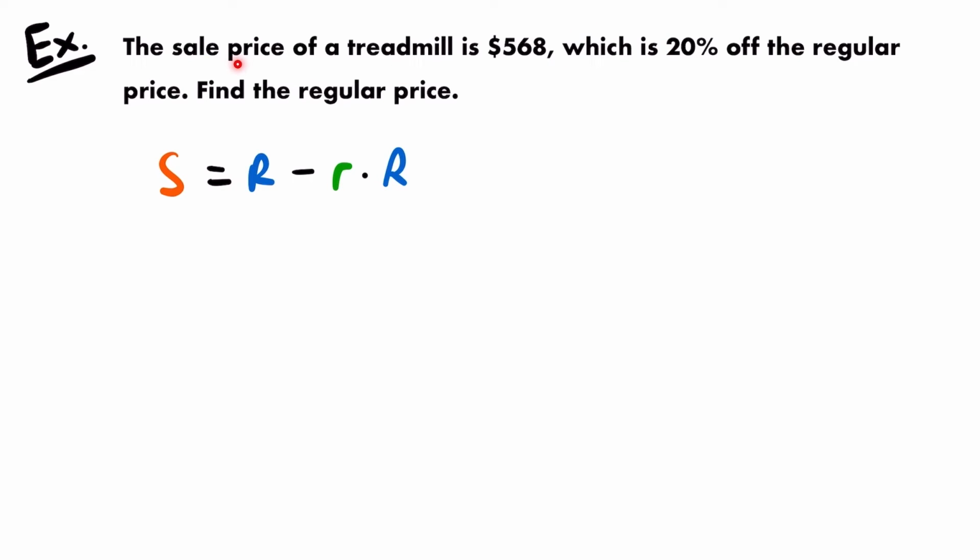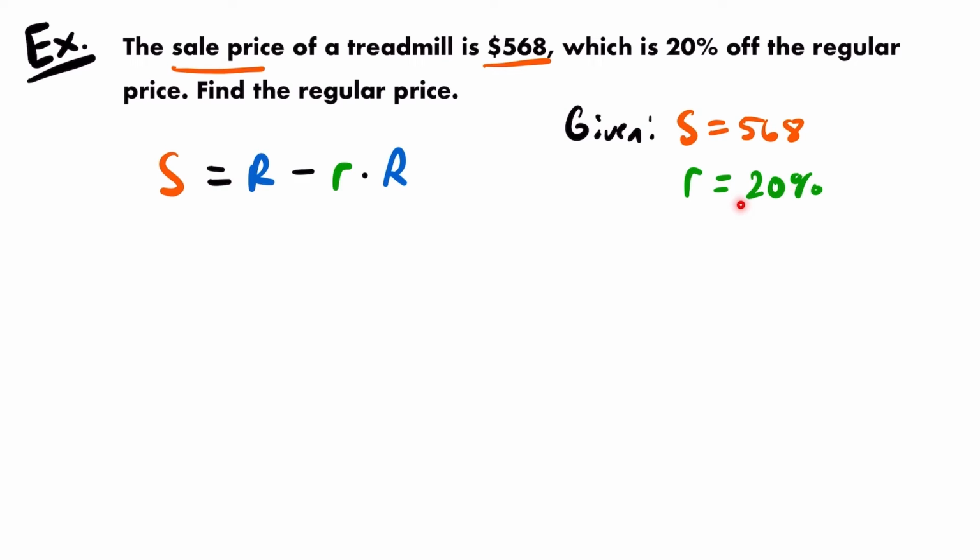We're told that the sale price of the treadmill is $568. So that's pretty clear. The sale price S is $568. So let's write that down. We are given that S is equal to $568. And then we're told that that sale price is 20% off the regular price, which would be the discount rate. So R is equal to 20%, but when we actually set up the equation, we will want to write that as a decimal. And so 20% as a decimal, if you move the decimal place 2 places to the left, you get a decimal of 0.2, okay? Or you could write it as 0.20. It doesn't matter. That's the same rate either way.